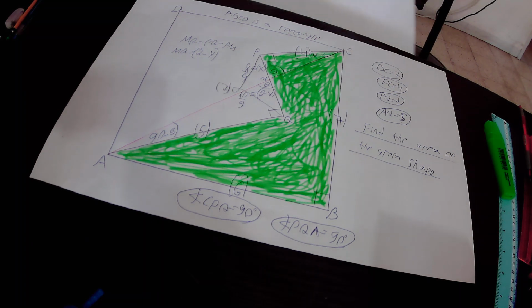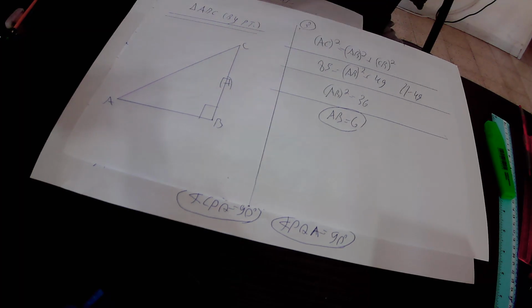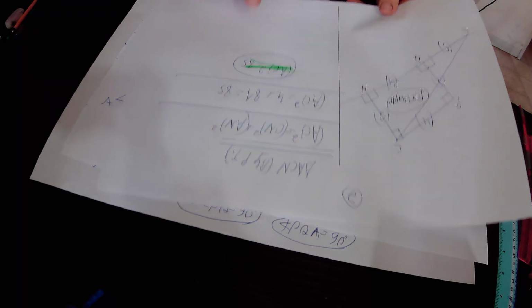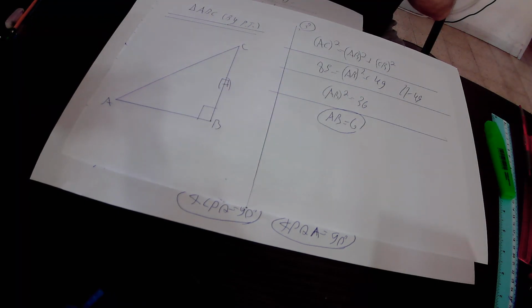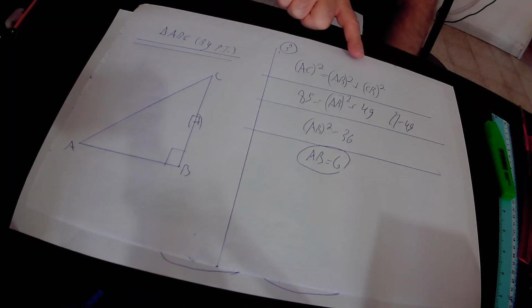So this is the right triangle ABC that I copied from the original diagram. Side BC equals 7 inches according to what is given in the question. And we just found out that AC square equals 85. So according to the Pythagorean theorem, in this right triangle ABC, AC square equals AB square plus BC square.